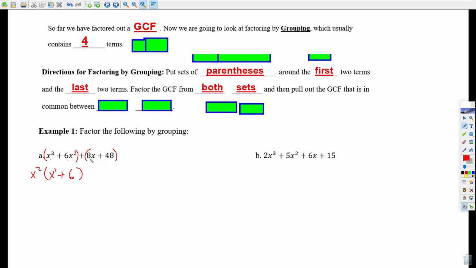All right, let's go to the next one. We have 8x and 48. What goes in both of those numbers? That GCF would be, I believe, 8. So I'm going to put a plus 8 because it's a positive 8 we're pulling out. And then the rest of the parentheses, divide everything by 8 in here. We get x to the first plus, divide that by 8, we get 6.